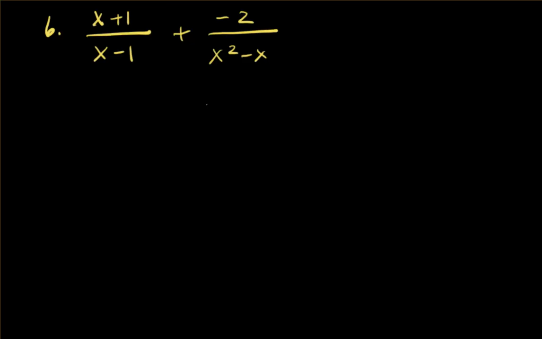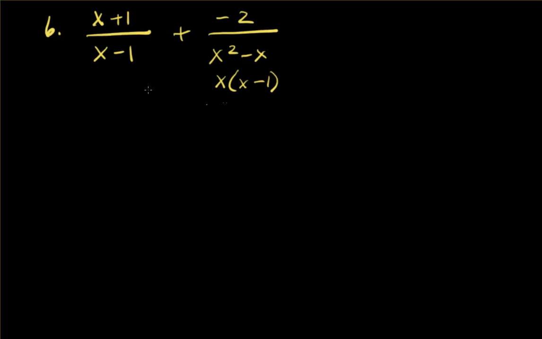Let's go ahead and do number 6 of the independent practice from 8.4. So before I can actually find the least common denominator, I'm going to go ahead and factor an x from here. So I get x minus 1.